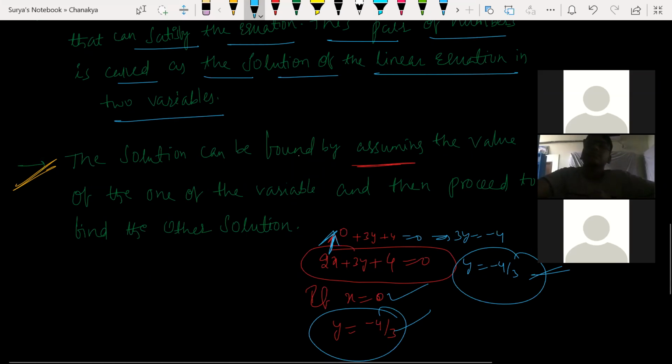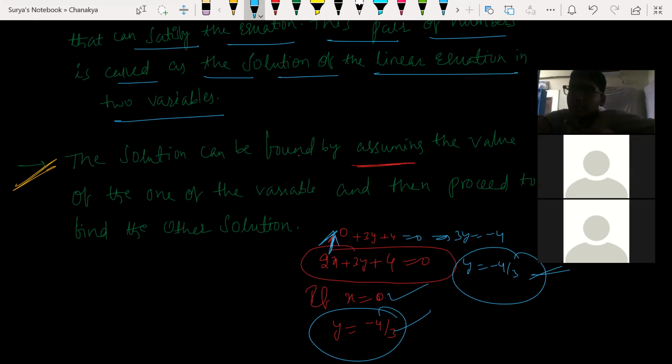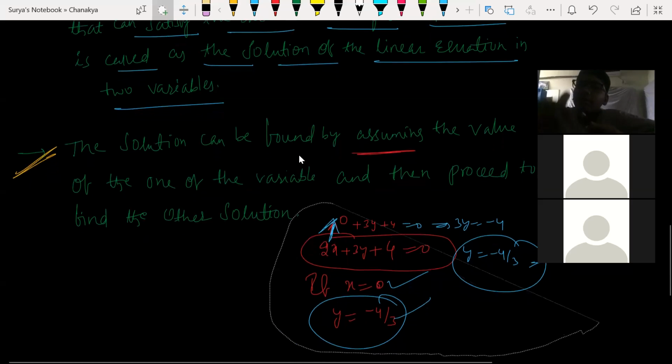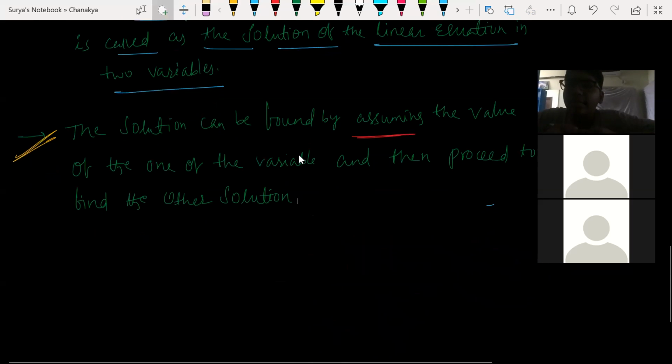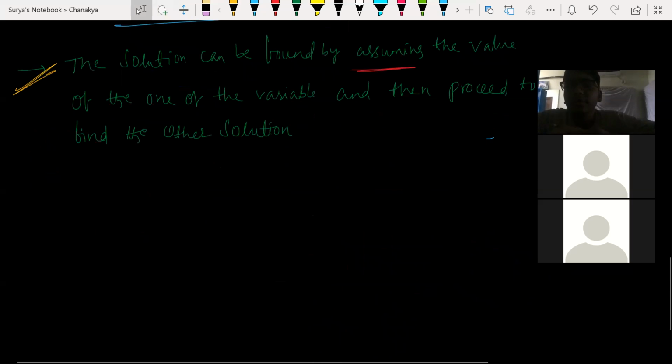Getting my point? Sir, if they don't give both, then you have to assume. You can assume any value, depending on what the question demands. So you can assume any value and substitute it in the given equation. Then get the other variable. It could be y or it could be x. So let us solve the questions, and you will be able to understand. That means they will give the x value and y value, it depends on the question. We'll solve the questions. Don't worry.